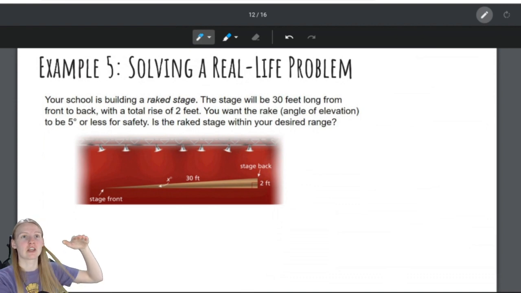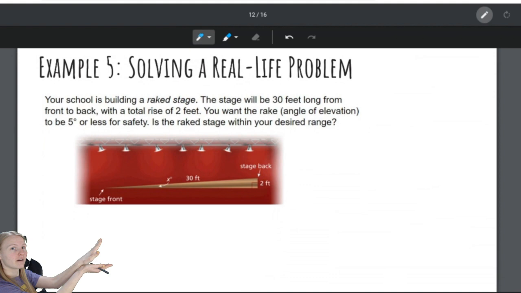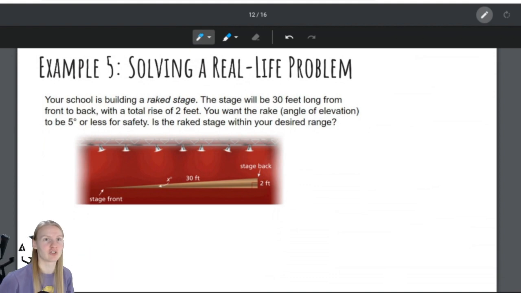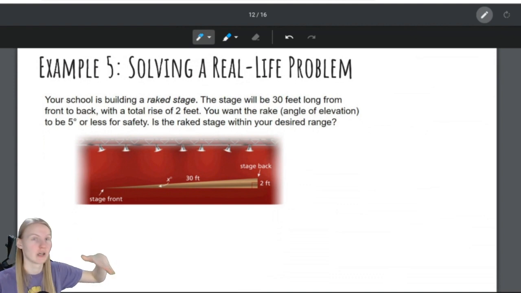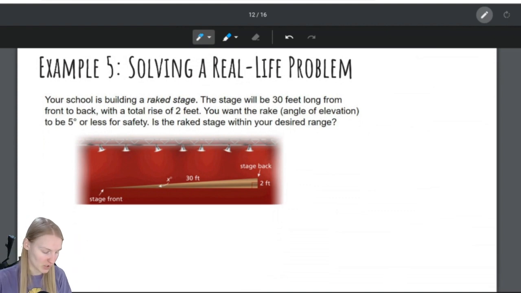So if the angle of elevation were more than 5 degrees, it's going to be a little bit trickier to walk up and down. So if you're walking backwards, you could stumble and trip because you're not used to going up a slope. Your mind thinks it's going to be flat. So we need to see, is this within our desired range?